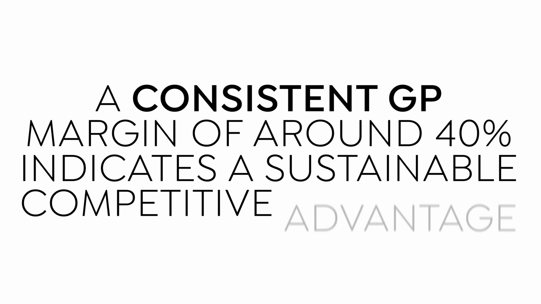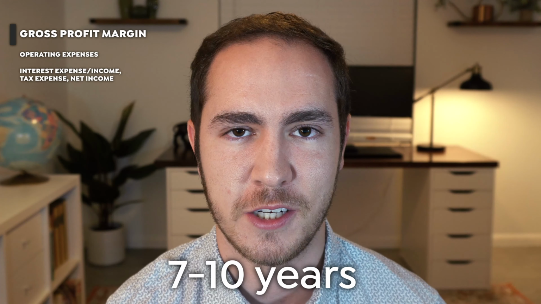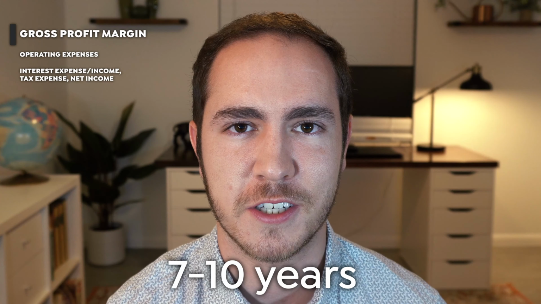Well, per Warren, a consistent GP margin of 40% or better indicates that the company and management have some type of sustainable competitive advantage. It's essentially reliable from a business perspective. What Warren is looking for is to see gross profit margin percentages of 40% or greater for at least 7 to 10 years before he decides to invest in a company. That is essentially what he is ideally looking for.